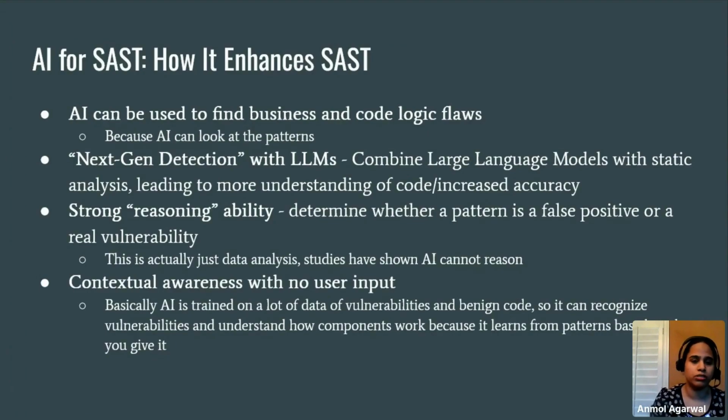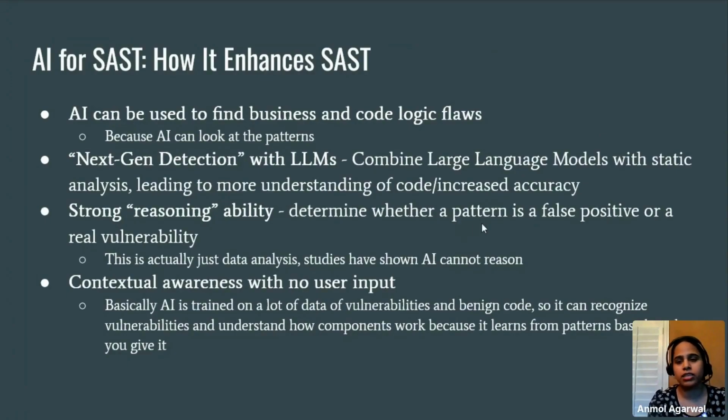They also say that it has a strong reasoning ability, to determine whether a pattern is a false positive or a real vulnerability. So AI doesn't actually reason anything, and I've found that that is actually a strong misconception that's going around in the industry. So AI is really just a tool for data analysis and data analytics. It's looking at the data itself and it sees these patterns, right? The key thing is the pattern.